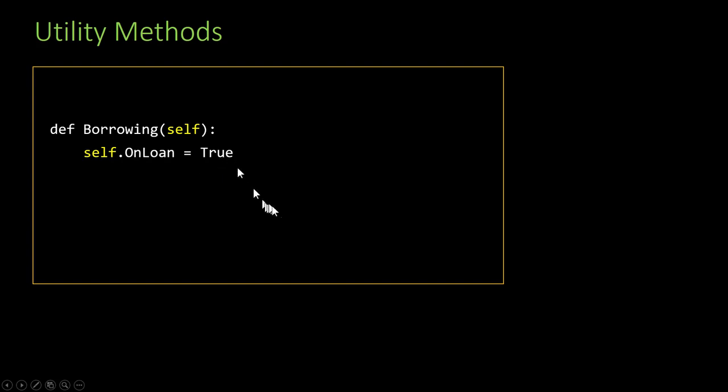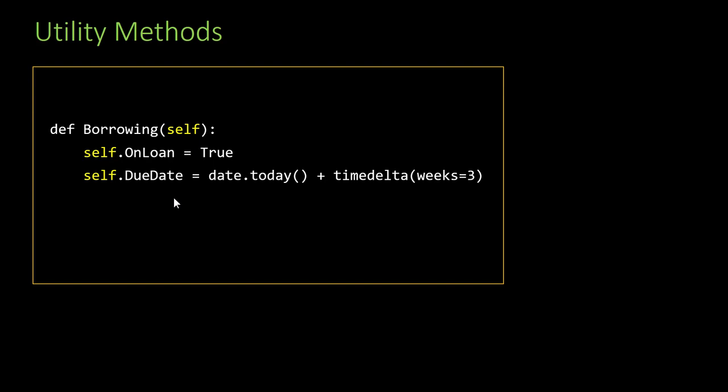How about the utility methods? For borrowing, we will need to set the on loan to true because it has been borrowed. And then how about the due dates? The due dates you can take from today plus 3 weeks. So that will be the due date 3 weeks from now. In order to deal with the dates, we need to use the datetime module in Python, so using from datetime import asterisk.